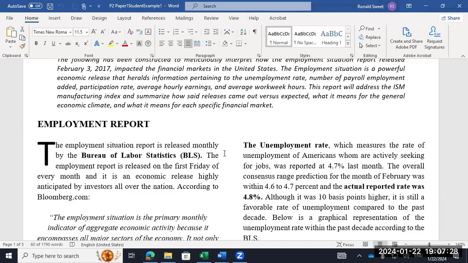So your huge advantage, you may hate writing papers, but your huge advantage is few colleges require papers anymore. I've had some students transfer to UT Austin and they're like, no, we don't write papers here. We just do multiple choice exams. So it's a huge advantage to actually show that you can write a paper.